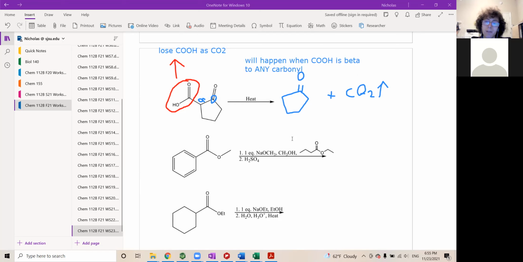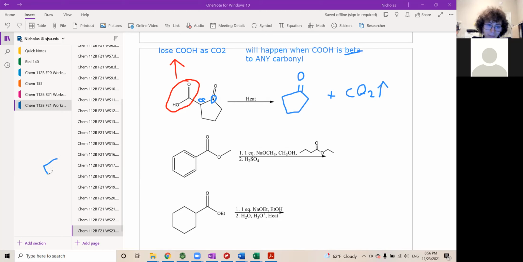This can happen if you have a carboxylic acid beta to any carbonyl. So it could be another carboxylic acid or a ketone or an aldehyde or an ester, just any carbonyl. If it's beta and you heat it, you lose the one carboxylic acid as carbon dioxide. But that's the caveat. They have to be beta to each other.